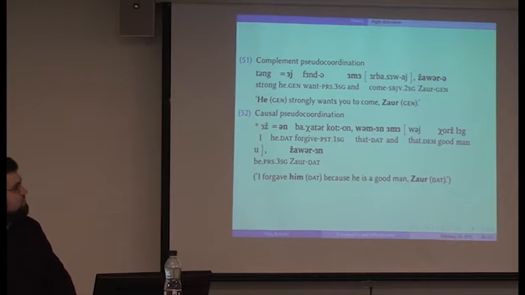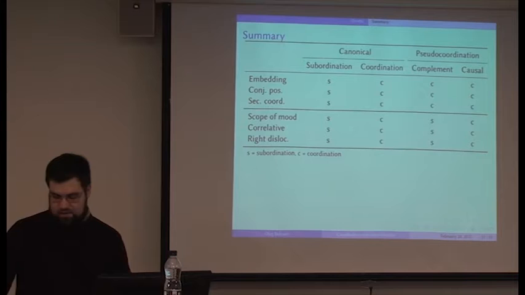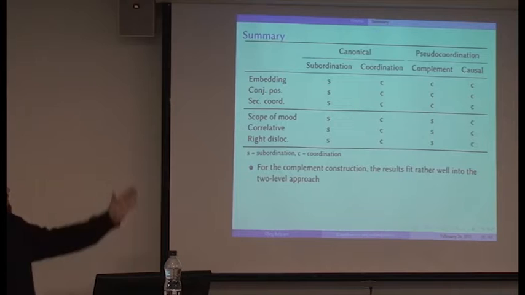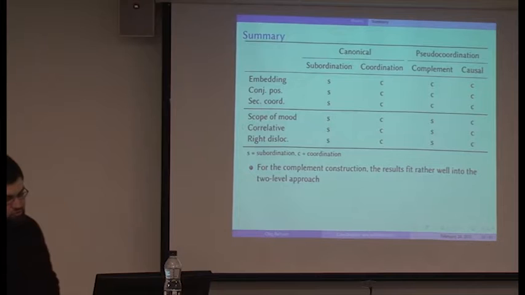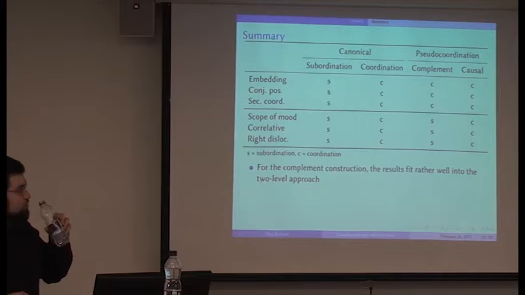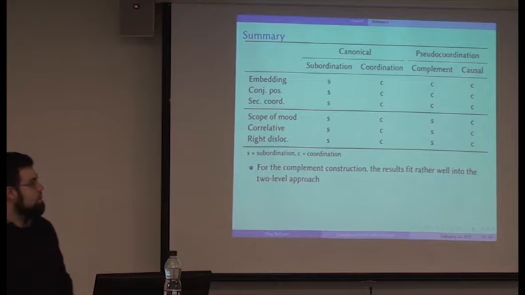Now, the table here on the slide summarizes what we know so far. And for the complement construction, the results fit rather well into the two-level approach. So we see that we have two sets of tests, three criteria which are related to linear order, and three criteria which are related to various distributive phenomena, which can generally be related to the coordinate structure constraint.